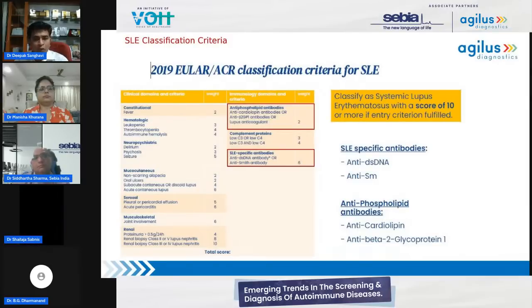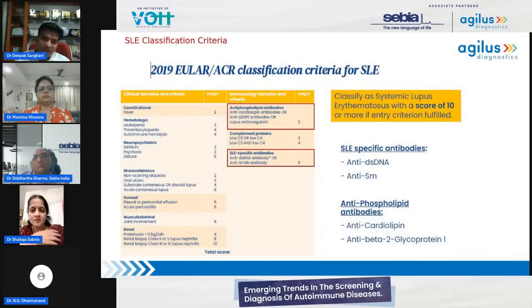So coming down to how, when we read the guidelines, there are proper exact criteria given by those guidelines to diagnose a specific disorder, which includes specific antibodies for that disorder, which includes overlapping or helping markers for the diagnosis, which may or may not be specific. Your classical example is the EULAR or ACR guidelines talking about use of dsDNA and Smith antibody for diagnosis of SLE, which are called SLE specific antibodies.